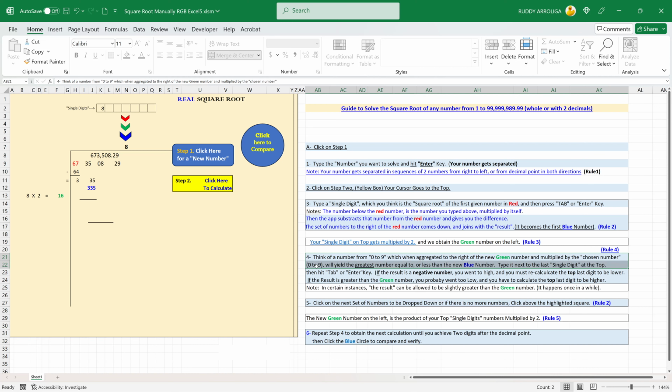Okay, this is a little bit difficult over here, but you'll get it. Probably you didn't understand a word of what I said, but let me show you in simple words and with the graphics and you will understand. It's telling us that we're going to think of a number to be aggregated to this green number over here. So if we think of a 0, it will become 160.